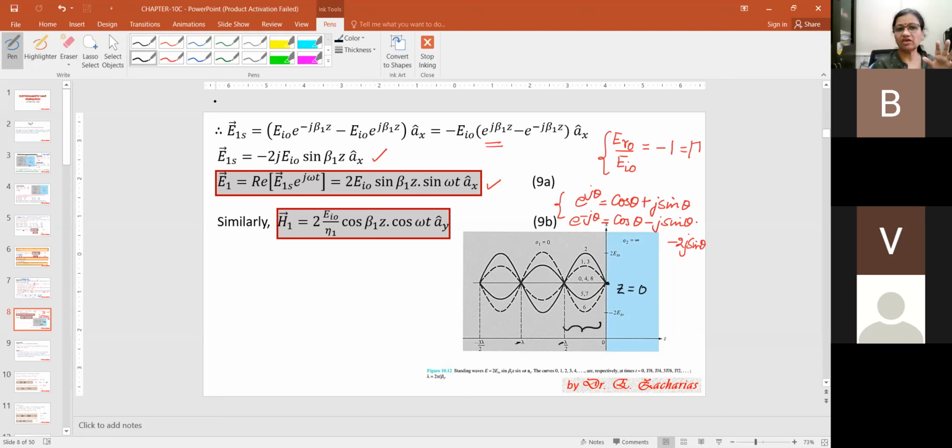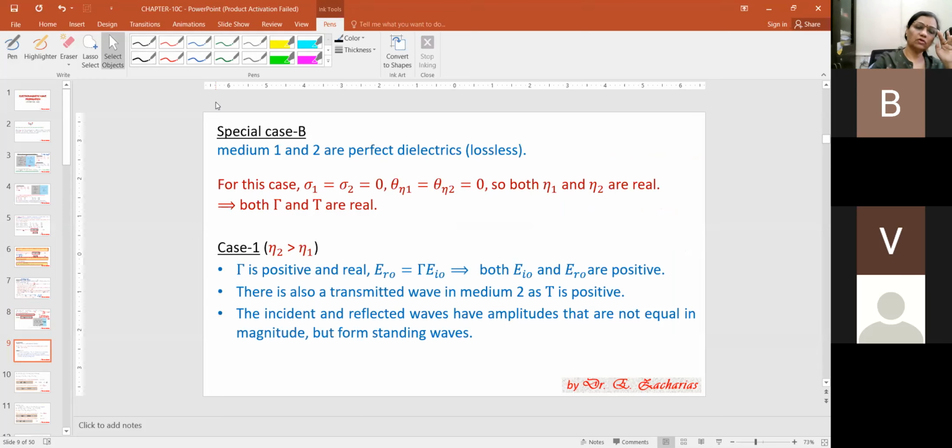And this is a specific case of medium 1 being a pure, lossless dielectric, and medium 2 being a conductor. Now let's go to special case B. In special case B, both are going to be perfect, lossless dielectrics.